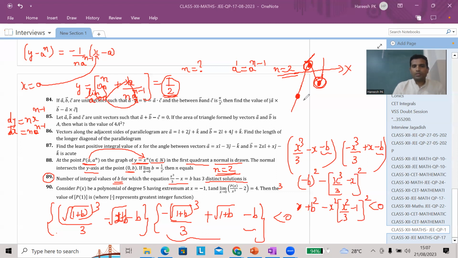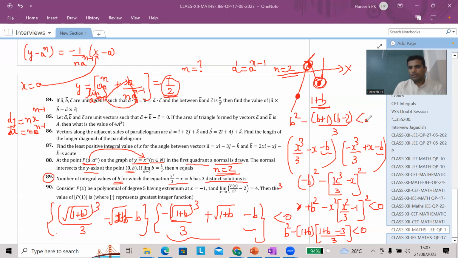Now for x square, I will substitute 1 plus b. So I will get b square minus 1 plus b into 1 plus b minus 3 by 3. This whole thing should be less than 0. So b square minus 1 b plus 1 into b minus 2 by 3 less than 0.